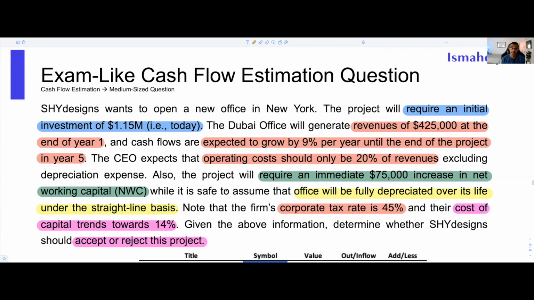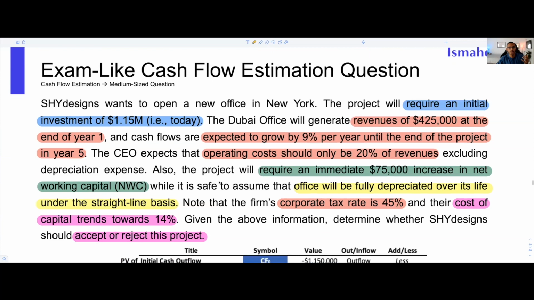So Shy Designs wants to open a new office in New York. Now the project will require an initial investment of $1.15 million, i.e. today. If you are reading a question on an exam, or if you're just practicing, I want you to highlight this in blue, okay? Because we know that this is the initial investment. That's one of the 6 categories that we care about. So you're going to go ahead and highlight that in blue.